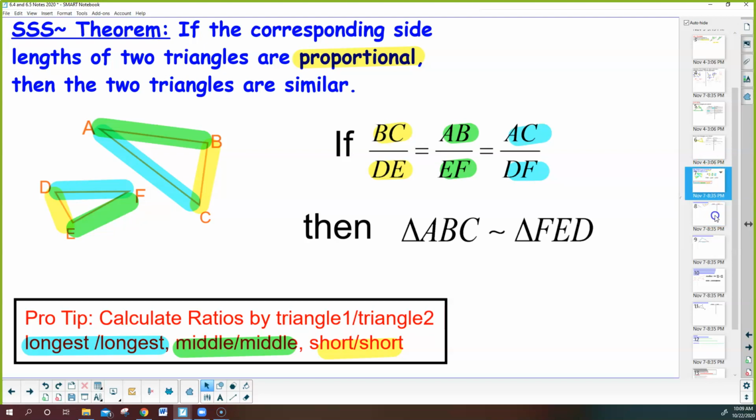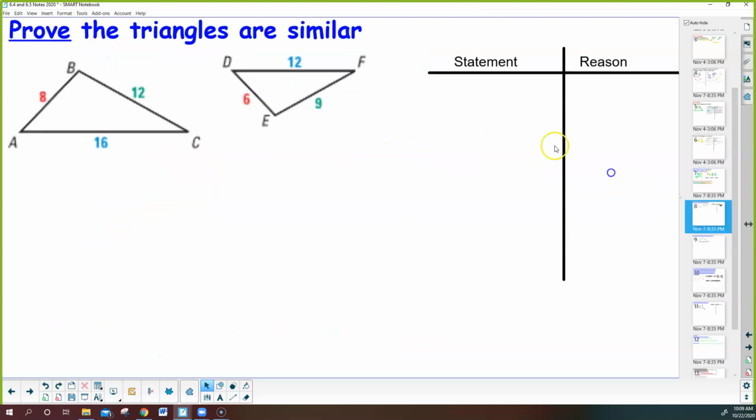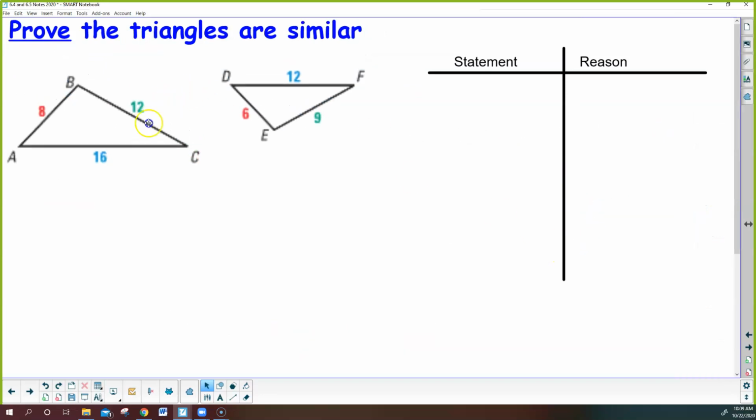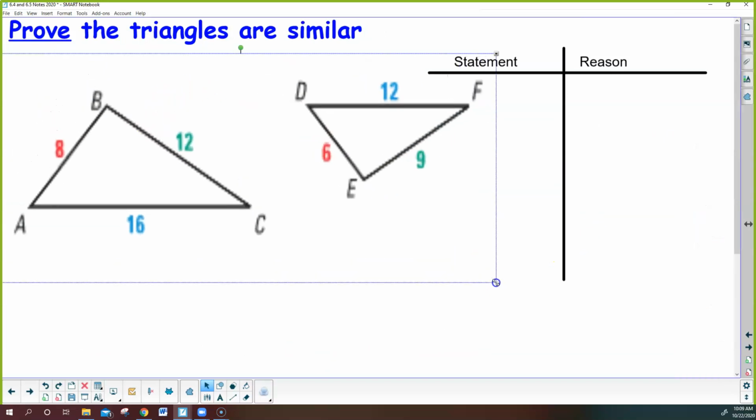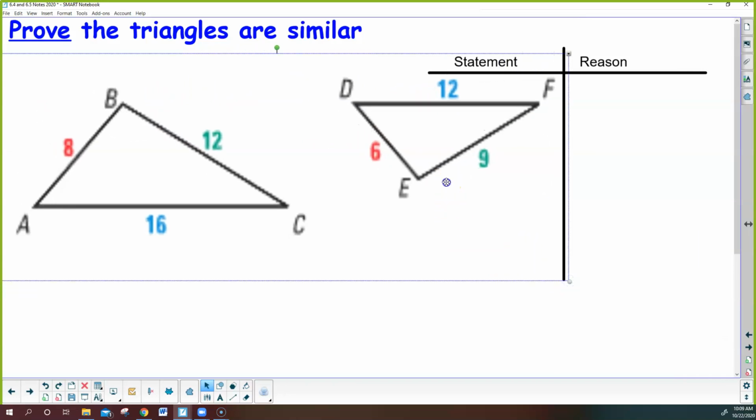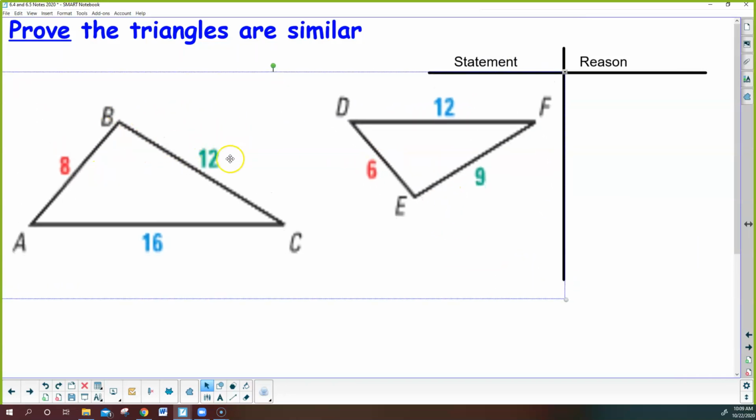All right, let's do a side-side-side similarity proof. Just keep in mind, these are the three ratios we have to set up. I'll give you a second. I'll make this bigger for now so you can see it. Go ahead and draw these two triangles and label the sides. There's a reason why they're colored the way they are. You don't have to do that, but you might see why they're colored the way they are.